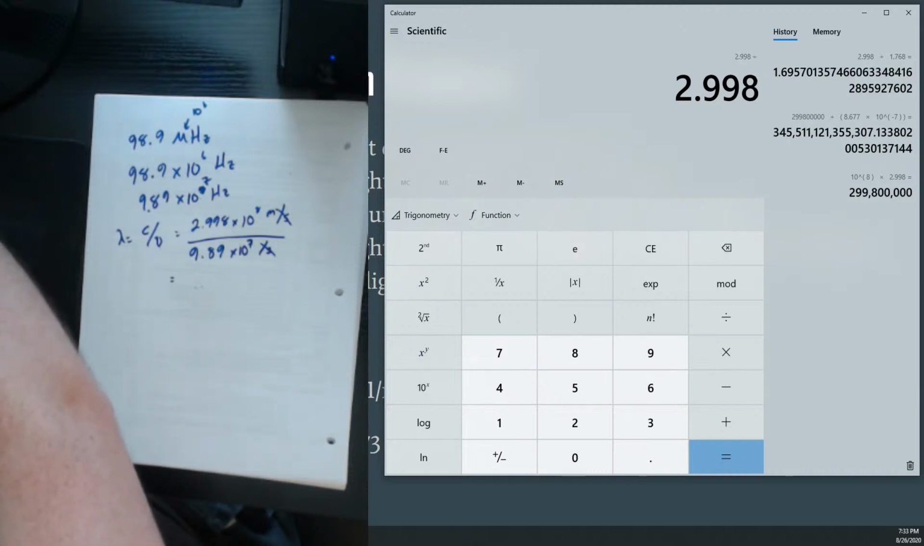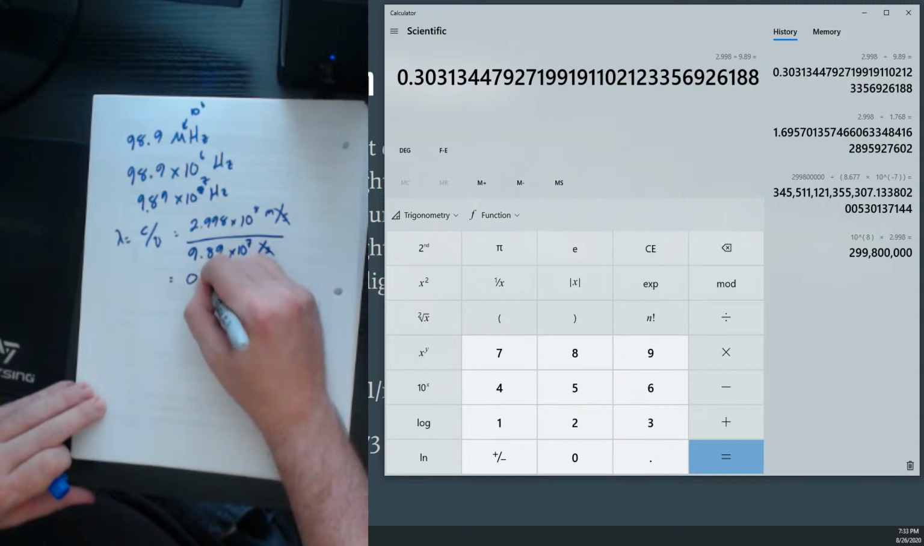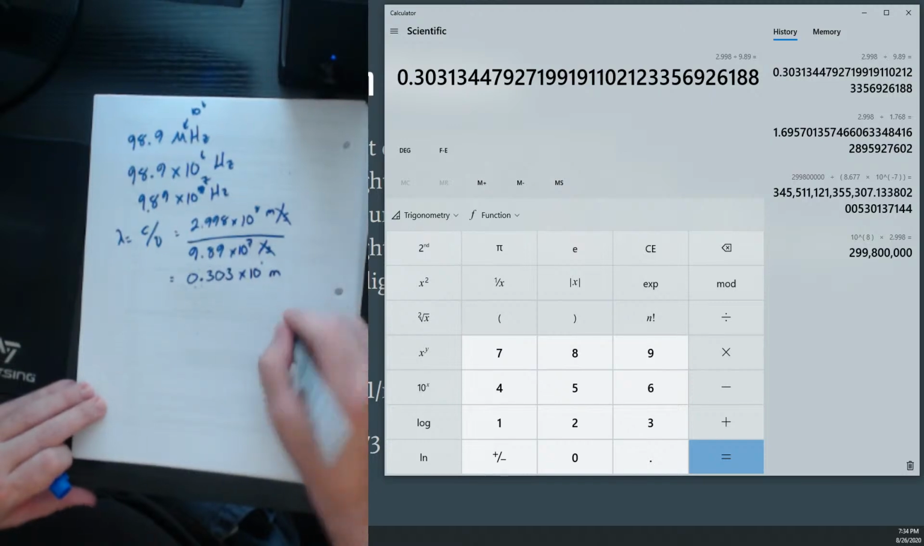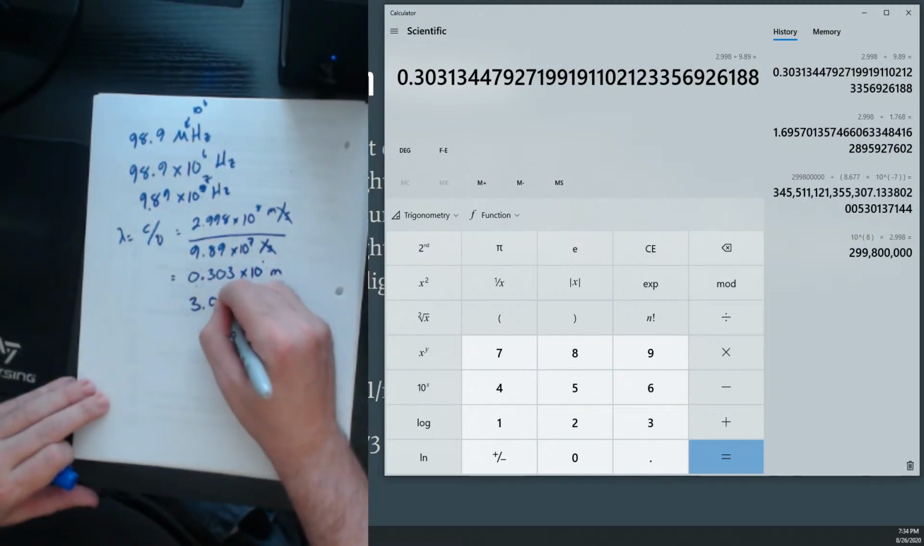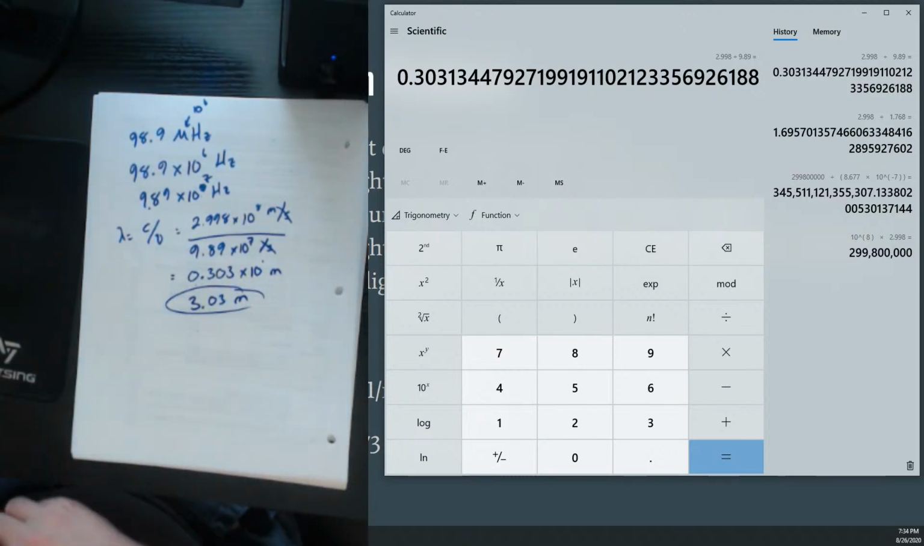2.998 divided by 9.89. So we're going to end up with 3 sig figs, equals 0.303 times 10 to the first meters, or 3.03 meters. Meaning for a typical radio station, their wavelength is going to be on the order of a meter, or 10 meters, maybe down to a centimeter, or 10 centimeters. Wavelengths are very long for radio waves, whereas they're very, very short for visible light.